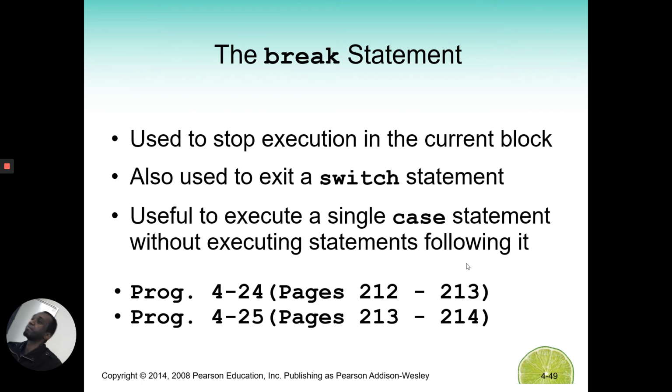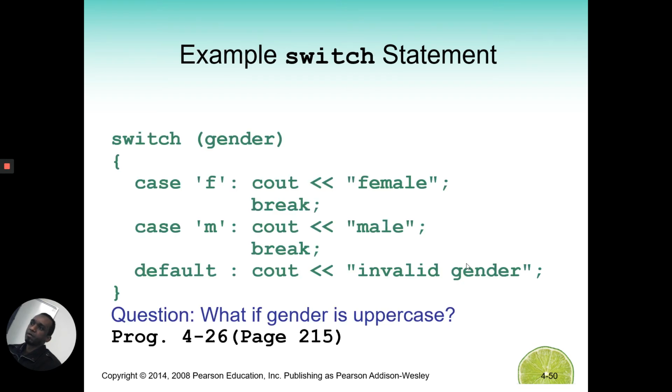You have the break statement used to stop execution in the current block. It's also used to exit a switch statement. So it's useful to execute a single case statement without executing statements following it. So an example of that, you can have a switch and then you define it as gender. So if the case F is selected, cout female, and then you can break out. Then if the case M is selected, then cout male, you can break out, then the default will be invalid gender.